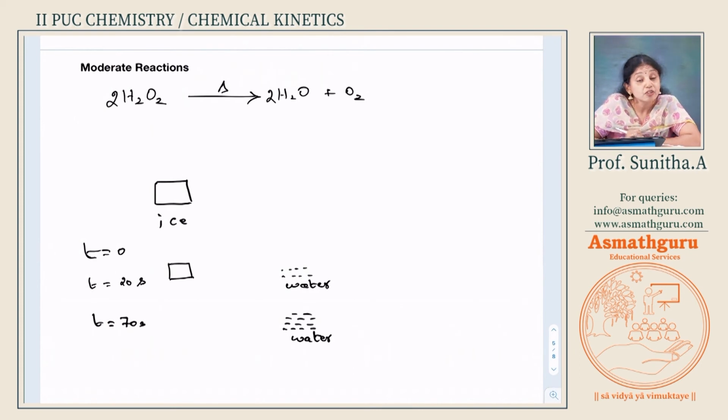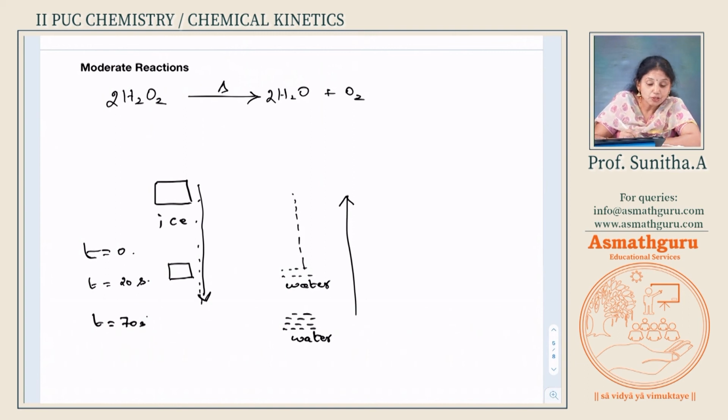So, what did you observe? With increase in time, the concentration of the reactant ice is going on decreasing and becoming 0. The concentration of product water, which was 0, went on increasing as time passes. So, this is what we are discussing with the rate. The rate of the reaction is decrease in the concentration of the reactant or increase in the concentration of the product with respect to time.